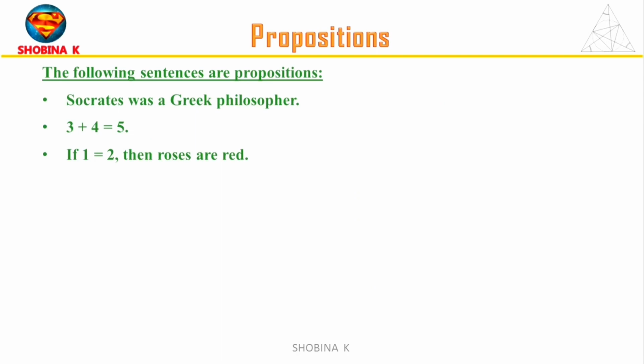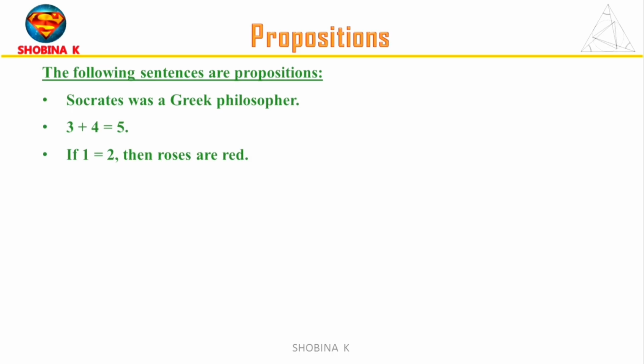Let's see some sentences which are propositions. See the first sentence. Socrates was a Greek philosopher. This is a proposition because it is a declarative sentence that can be evaluated as either true or false based on historical facts. It represents a factual claim. And next, 3 plus 4 equals 5. This is also a proposition. It's a mathematical statement, and its truth value can be evaluated as false because 3 plus 4 equals 7, not 5.